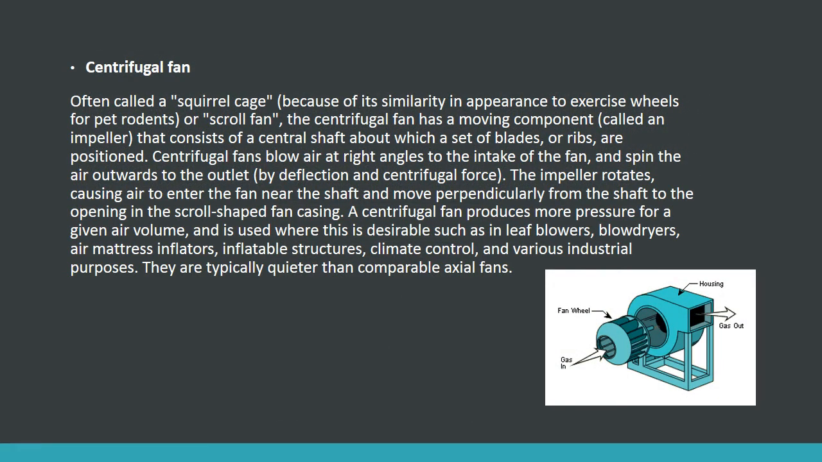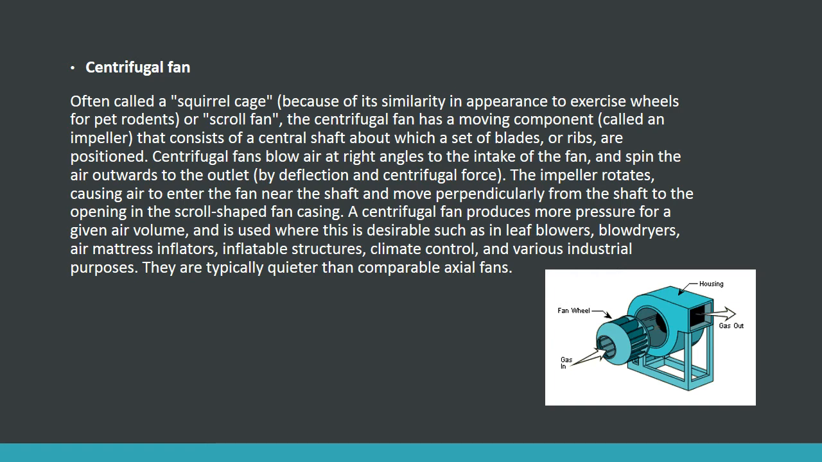This you see is a centrifugal fan. Now let's see what a centrifugal fan is. A centrifugal fan is often called a squirrel cage because of its similarity to exercise wheels for a pet rodent, or a scroll fan. The centrifugal fan has a moving component called an impeller that consists of a central shaft about which a set of blades or ribs are positioned. Centrifugal fans blow air at right angles to the intake of the fan and spin the air outwards to the outlet by deflection and centrifugal force.